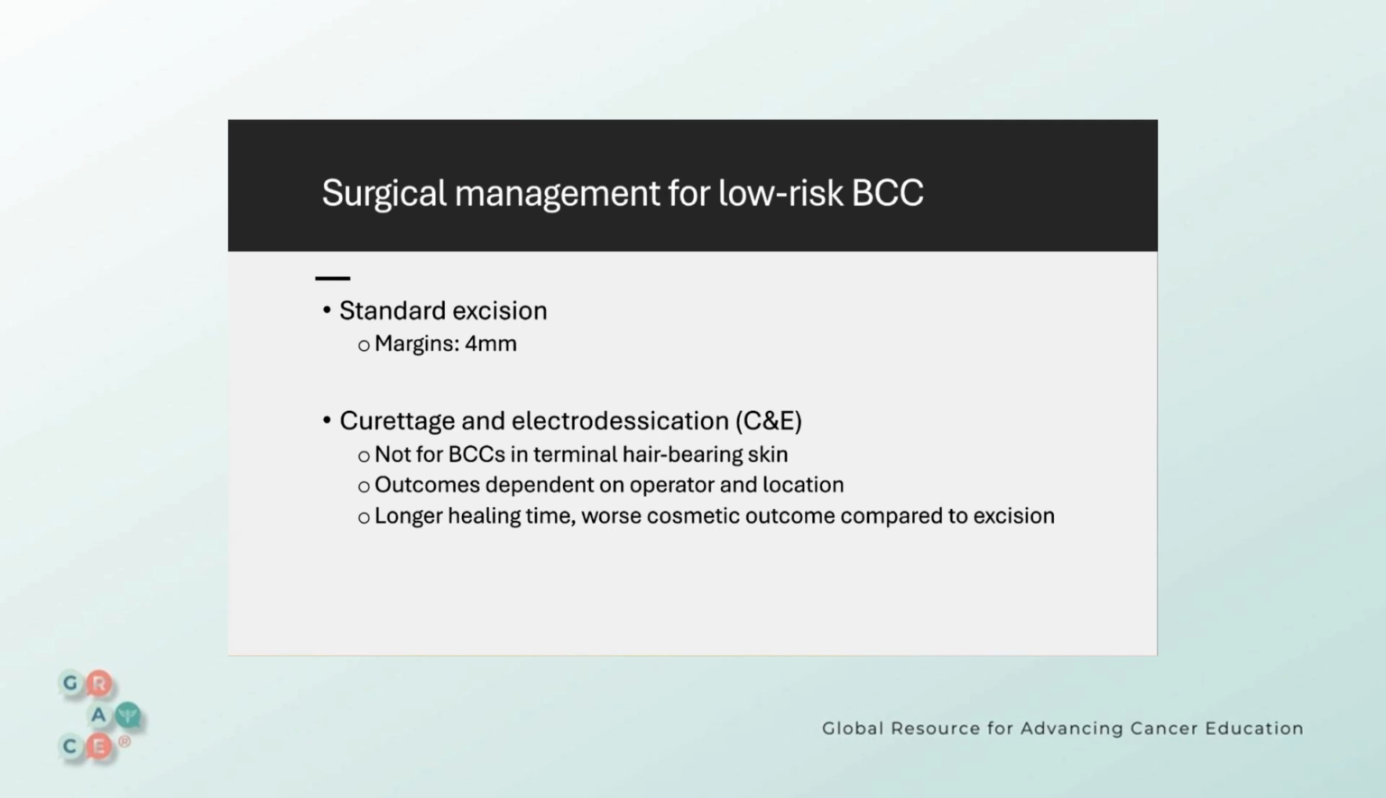Another option may be a procedure that's also done in the office called curettage and electrodesiccation. This is done after numbing of the skin, similar to the excision. The tumor site is marked, and we use a sharp instrument, almost like a looped blade, to remove or to scrape the top layer of the skin that may still contain basal cell carcinoma cells. Afterwards, after the scraping is performed, we use heat to stop any bleeding in the site.